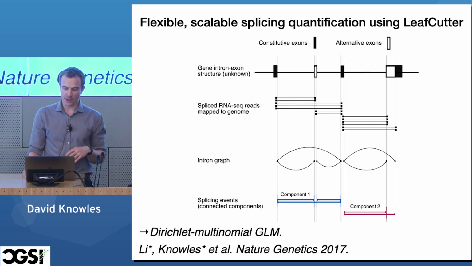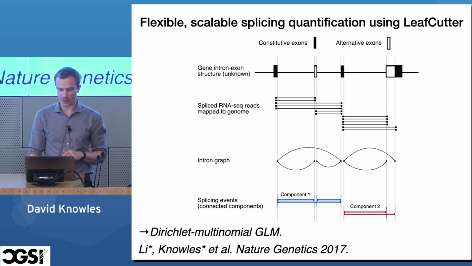So the reason I initially got really interested in splicing was through co-developing this method called leafcutter during my postdoc. So this is a flexible, scalable way of quantifying splicing from short-read RNA sequencing data. The basic idea is illustrated here.